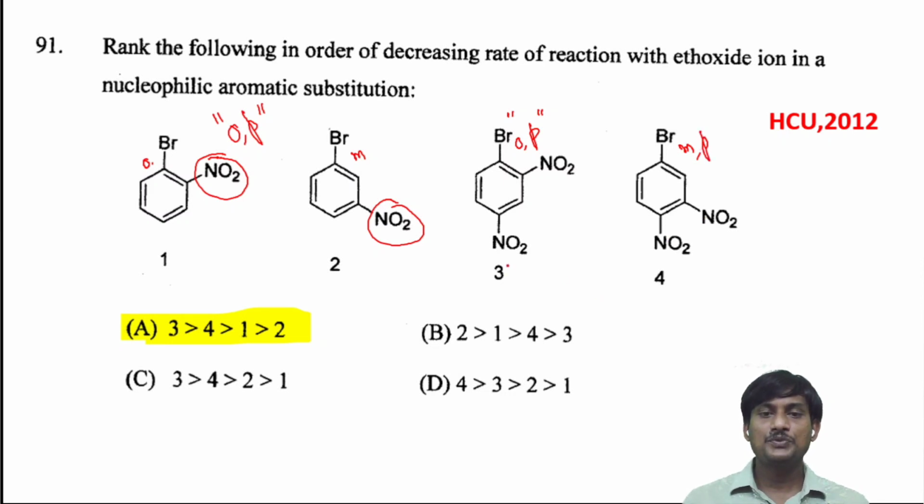In case of 3, the leaving group bromine is ortho to one NO2 group and para to the other NO2 group. Both the NO2 groups direct the incoming nucleophile towards this position. So this one has more rate. The next one will be 4. In these two, this bromine is at ortho position to NO2, so the NO2 group will direct the nucleophile to the ortho position when compared with this one. This one has more rate. So the order will be 4, 3, 1, 2 is the correct option.